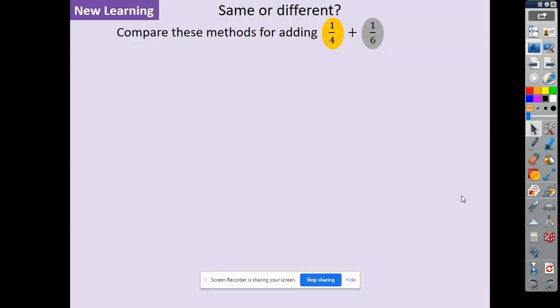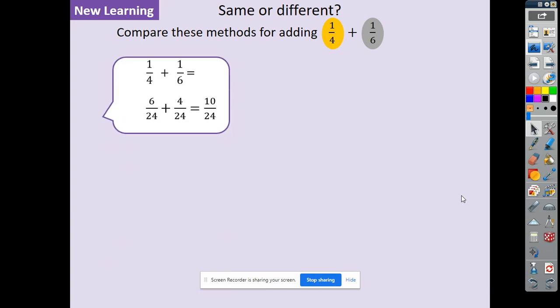This is our third lesson on adding and subtracting fractions. So we're going to have a look at another method today. So we've got 1/4 plus 1/6. I'll show you the first method. Here we have converted the fractions.